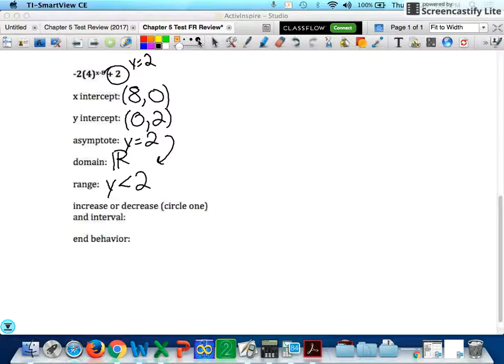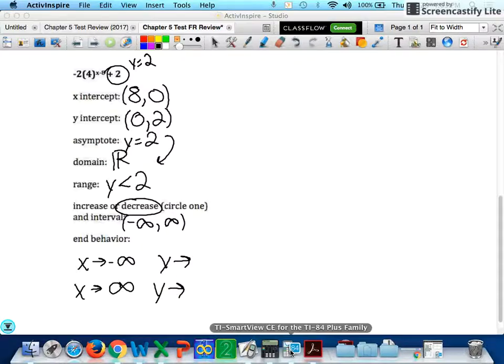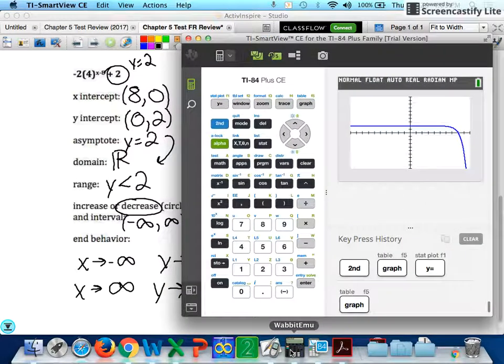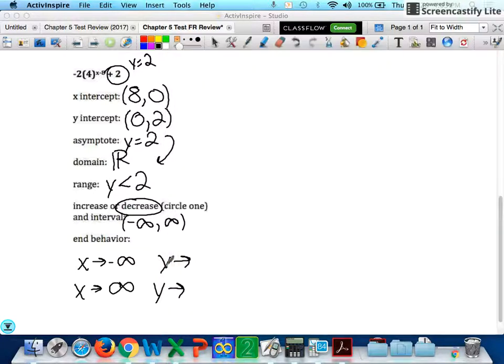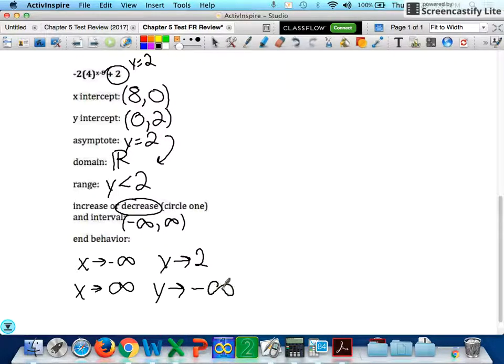Increase or decrease, circle 1, this one decreased, and my interval is the same, negative infinity to positive infinity. Last thing, I want to know that end behavior. So as x approaches negative infinity, y approaches something, and as x approaches positive infinity, y approaches something. Well, my left half of the graph, as it goes further and further left, it's going to keep getting closer and closer to that asymptote of 2. Okay? On the right-hand side, as I go further right and right and right, oop, there it goes. It dipped way down. It's going to go down all the way to negative infinity. It's going to go down forever.